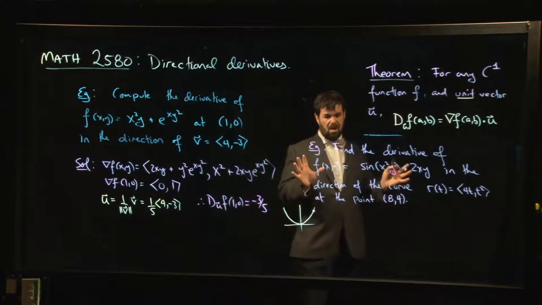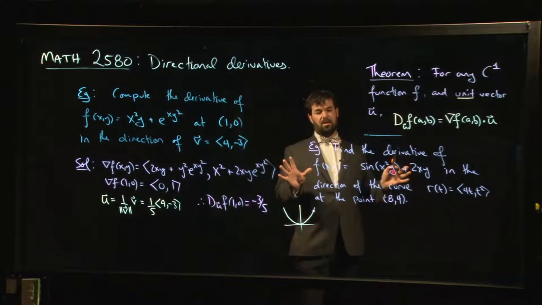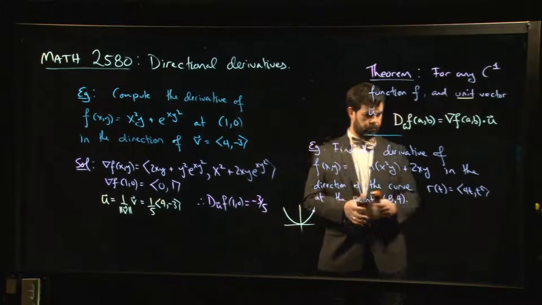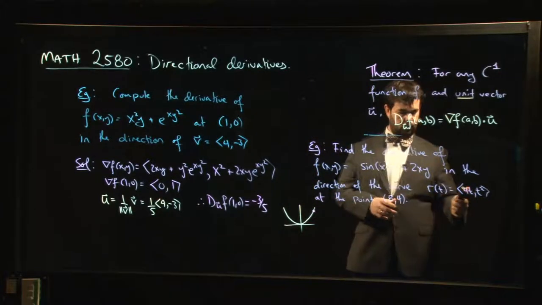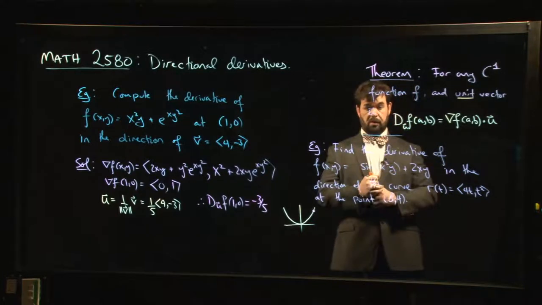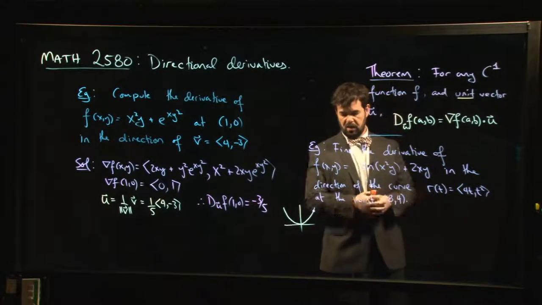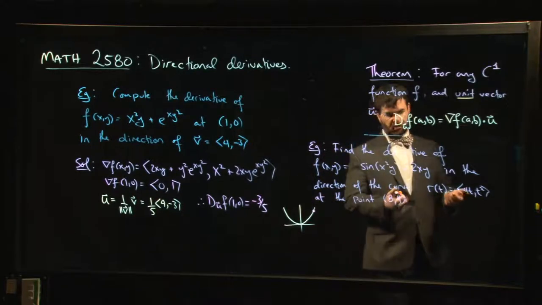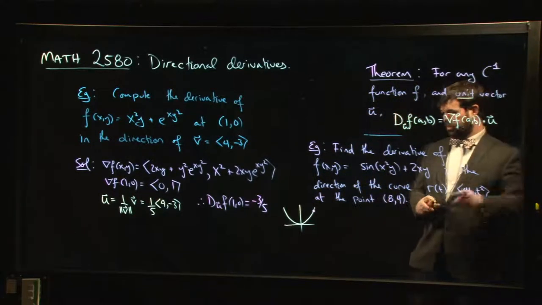Now, one way that you could handle this would be to turn this into a Calc 1 problem, right? You could take this parameterization, plug it into your function, get a function of t, and go from there. But the other thing you could do is you could say, well, what does it actually mean to be in the direction of the curve?